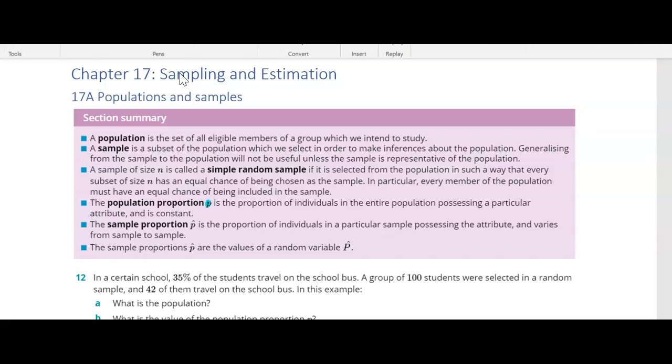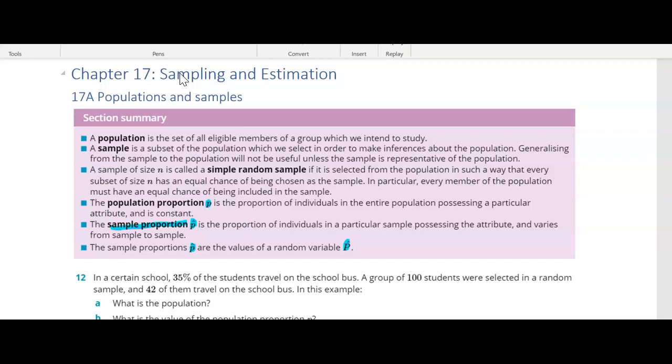Okay, so P is the proportion of individuals in the entire population possessing a particular attribute and is constant. And then P with a little hat is the sample proportion. So you've probably come across exam questions with the P with a little hat. That just means the sample proportion. It is the proportion of individuals in a particular sample possessing the attribute and varies from sample to sample. The sample proportions are the values of a random variable P. Okay, so little p and big P.